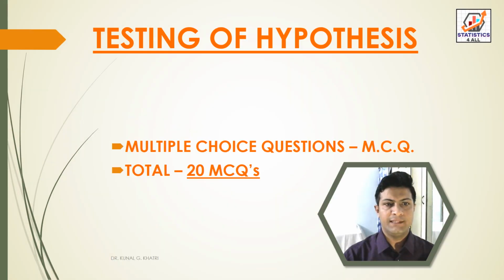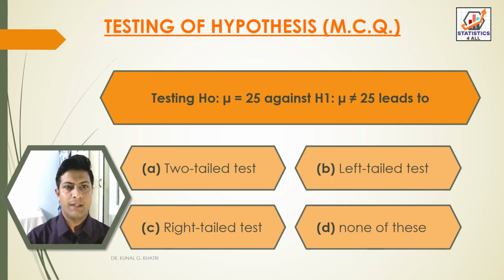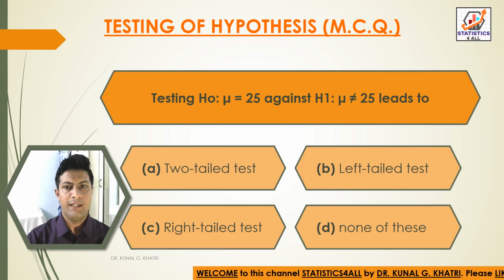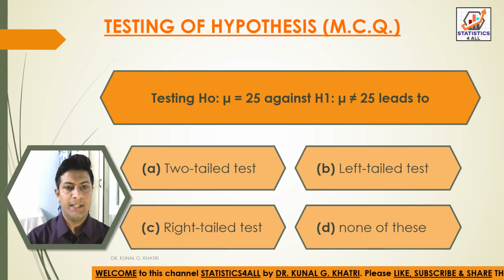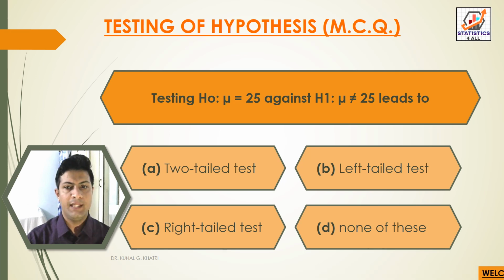Testing of hypothesis, multiple choice questions, total 20 MCQs. First question: testing null hypothesis mu is equal to 25 against alternative hypothesis H1 mu is not equal to 25 leads to option A, two tail test, option B, left tail test, option C, right tail test, option D, none of this. So here we have answer option A, two-tail test.